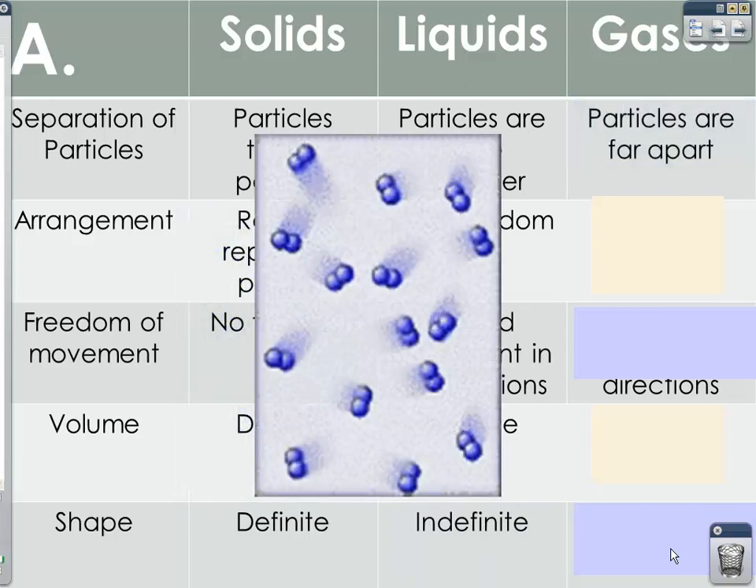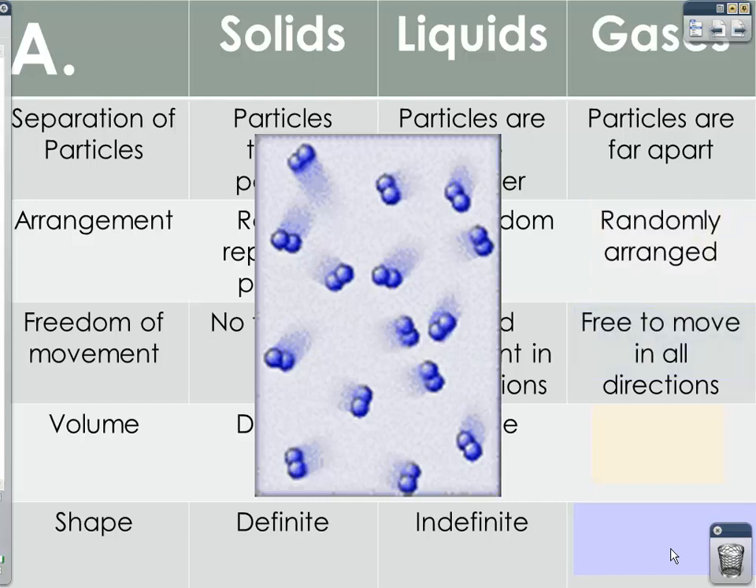Gases are separated far apart. Their arrangement is random. There's no arrangement. They are free to move in all directions. And then the volume is indefinite and the shape is indefinite as well.